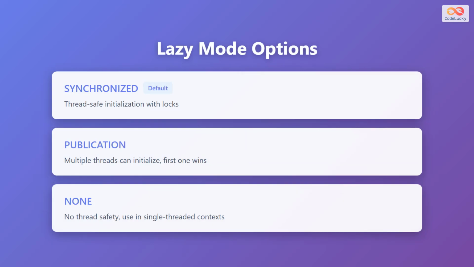Kotlin provides 3 lazy mode options to control thread safety behavior. Synchronized is the default mode and provides thread-safe initialization with locks, making it safe for concurrent access. Publication mode allows multiple threads to initialize simultaneously, but the first one to complete wins and its value is used. None mode provides no thread safety at all and should only be used in single-threaded contexts where you're certain there won't be concurrent access.